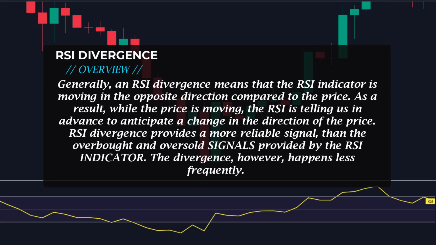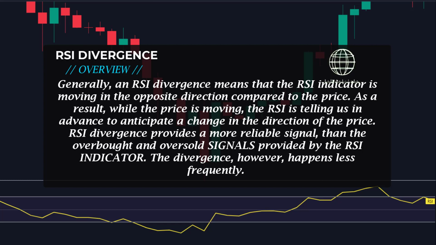Generally, an RSI divergence means that the RSI indicator is moving in the opposite direction compared to the price. As a result, while the price is moving, the RSI is telling us in advance to anticipate a change in the direction of the price. RSI divergence provides a more reliable signal than the overbought and oversold signals provided by the RSI indicator. The divergence, however, happens less frequently.